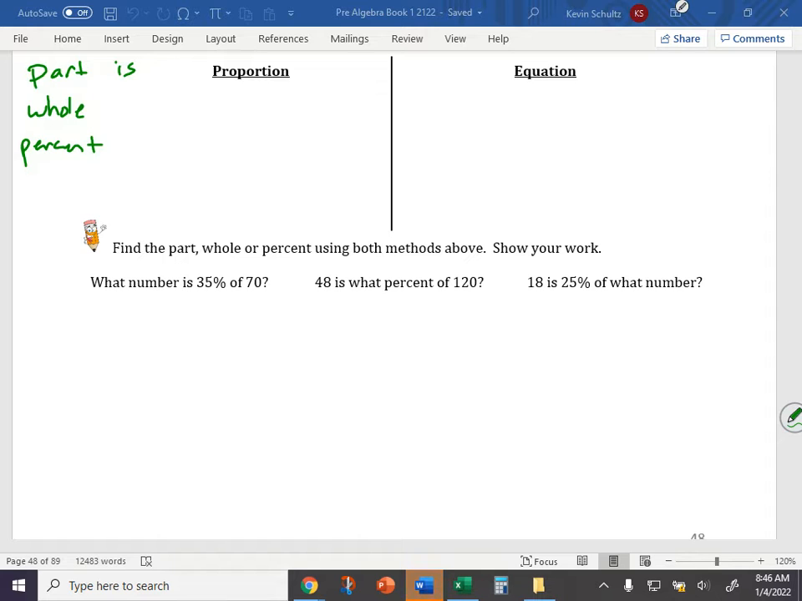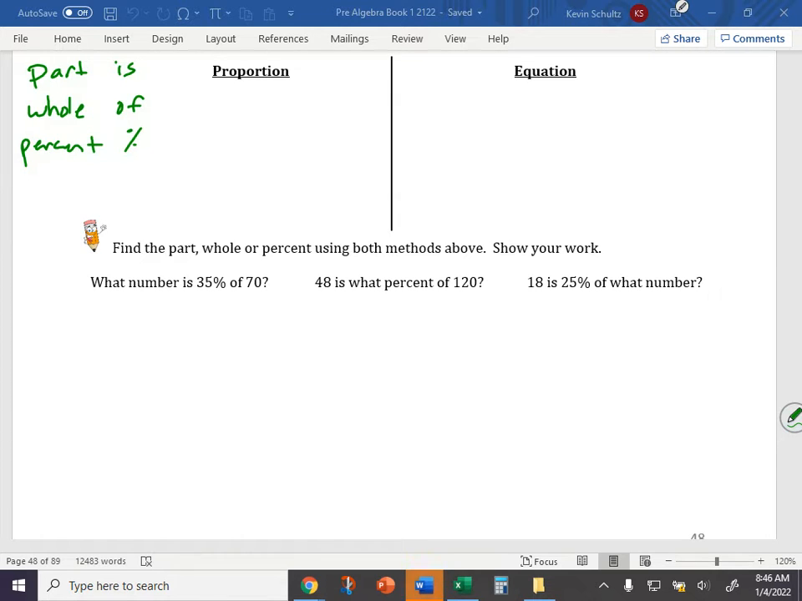The more telling clue, though, is the word "of." What comes after "of" is usually going to be the whole. There are some exceptions, but usually you can count on it being the whole. And then the percent is going to have the percent sign, or the word percent. So that one's pretty easy to pick out, but it's the part and the whole that we had a little more practice with, okay?